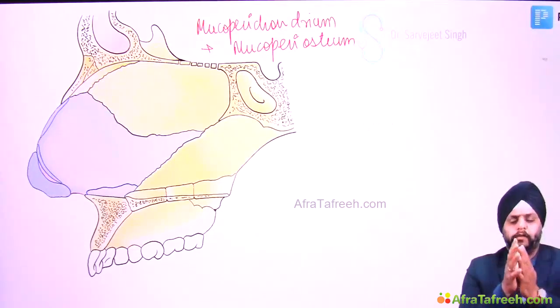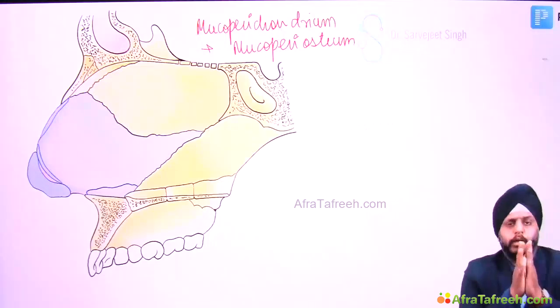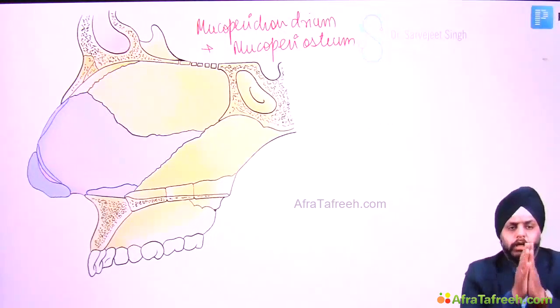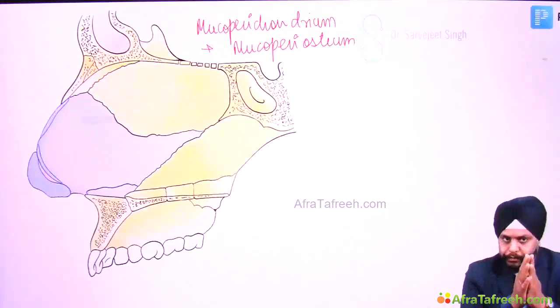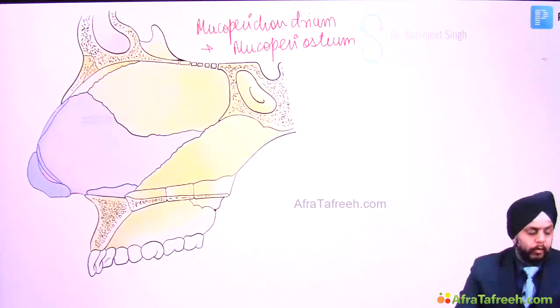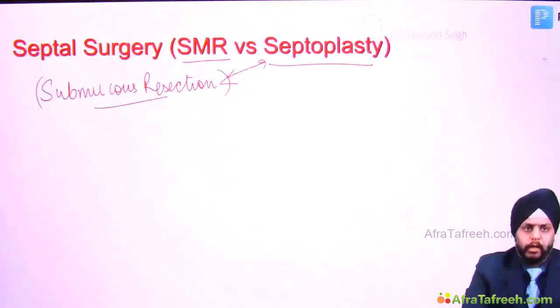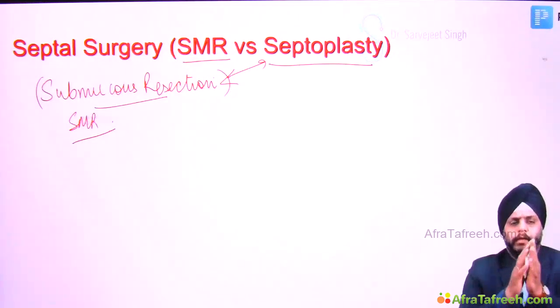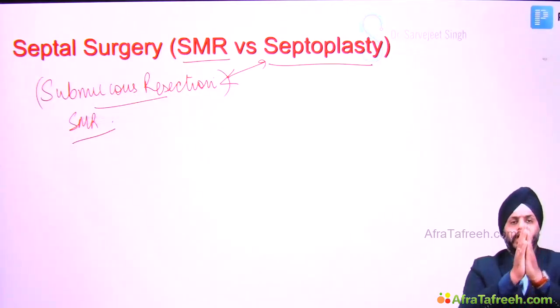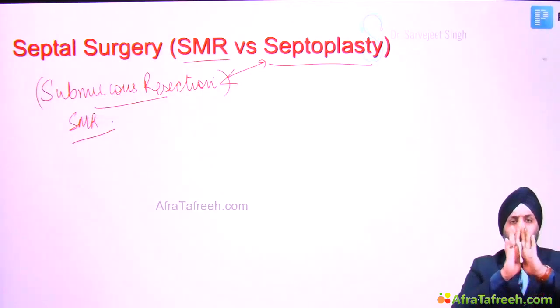Right? So we have these layers on both the sides. Now, what do we do in case of SMR? First of all, in case of SMR, you give an incision on the septum. You give an incision on the septum and you raise the mucoperichondrial and periosteal flaps on both sides. So as you see, I have raised the flap on both the sides.